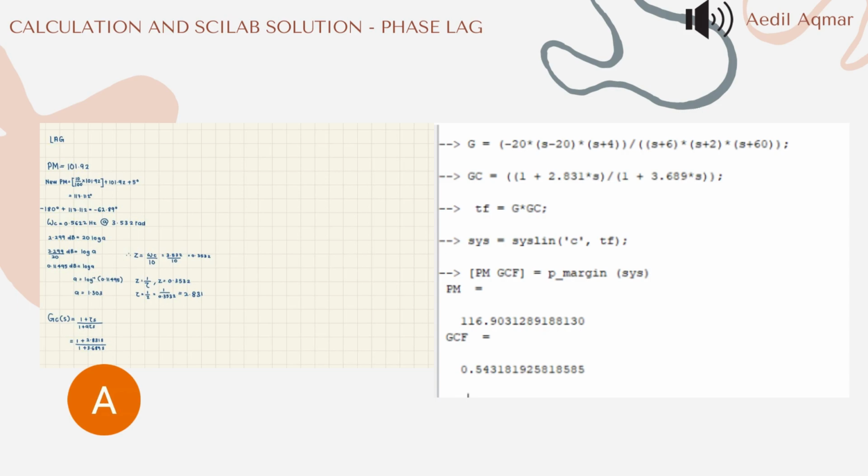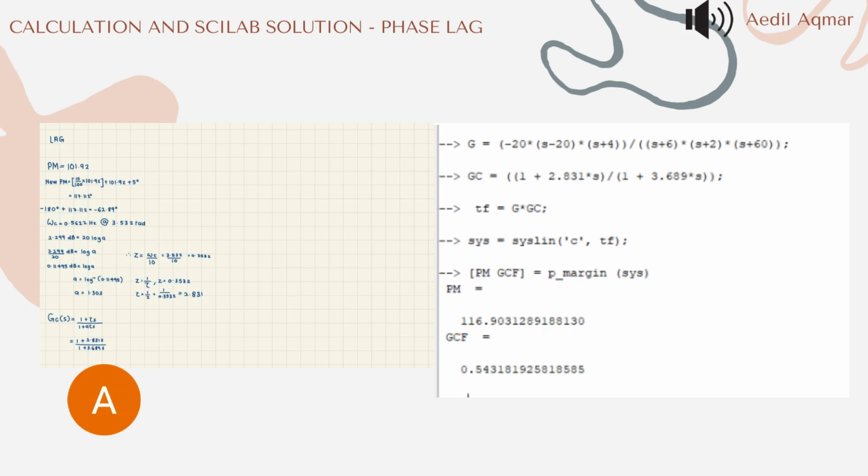Next, we need to find the gain at the new gain crossover frequency. Therefore, our new gain at the gain crossover frequency is 2.299 dB. Then, we will put the zero 1 decade below, where Z is equal to 1 over tau. Then we will find the value of tau. From here, the value of Z is 0.3532 and the value of tau is 2.831. Then we will rewrite the phase lag network transfer function as stated.